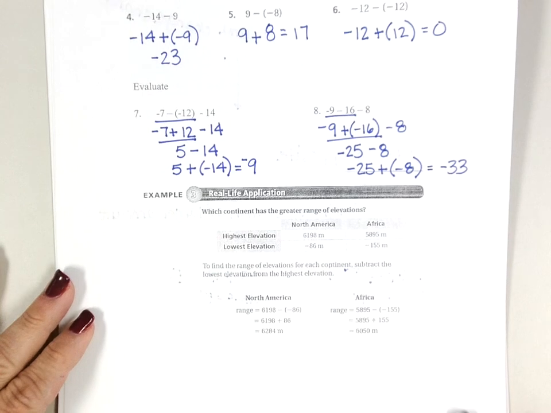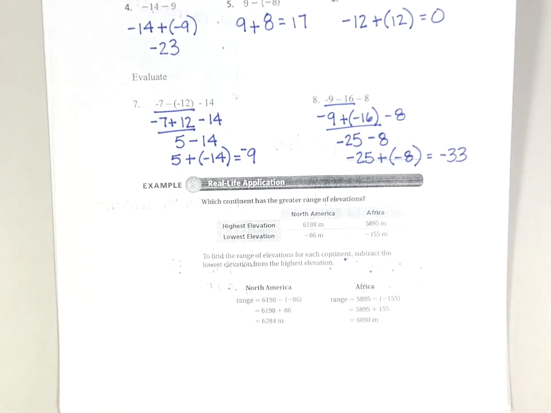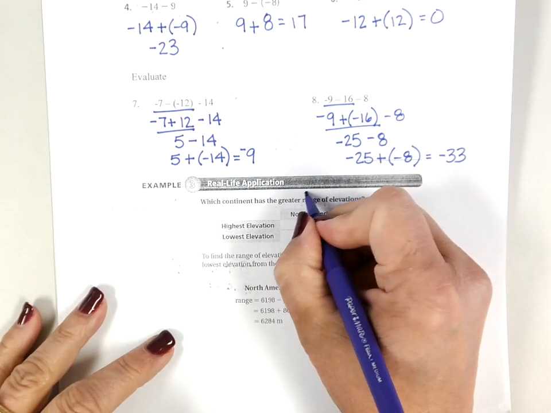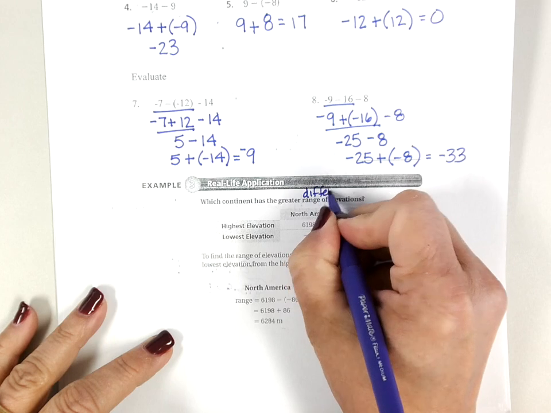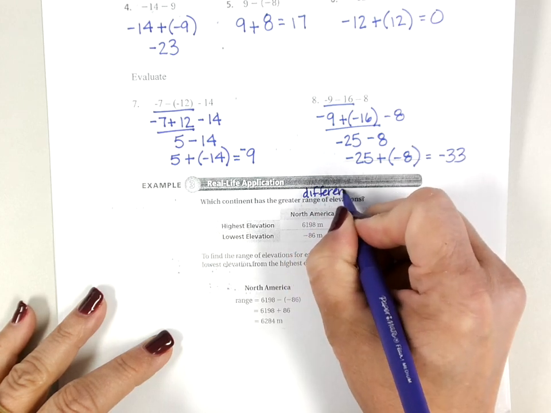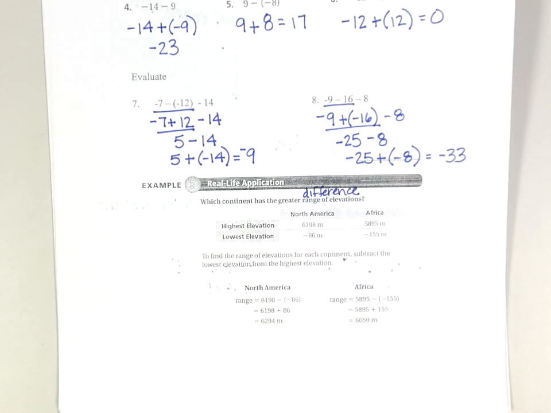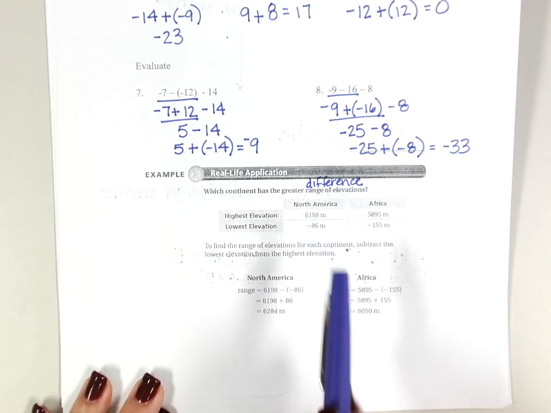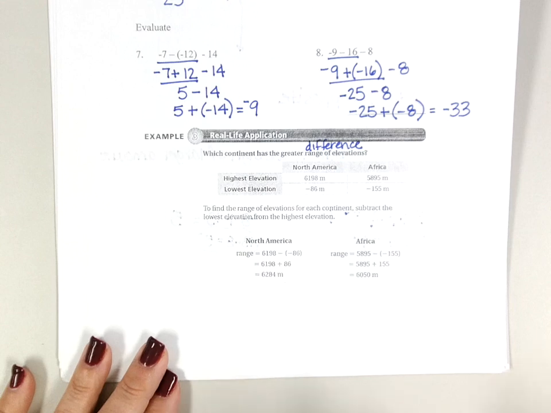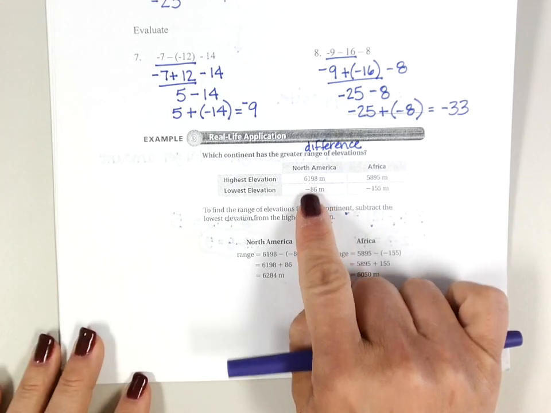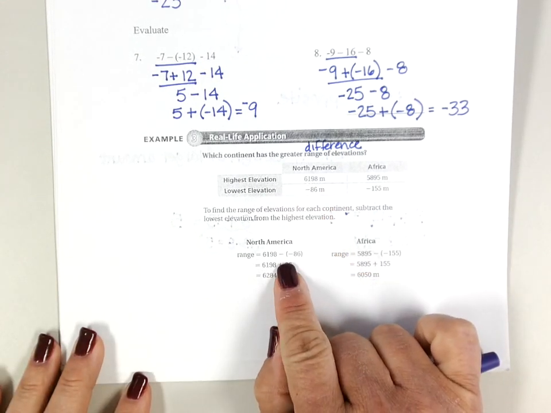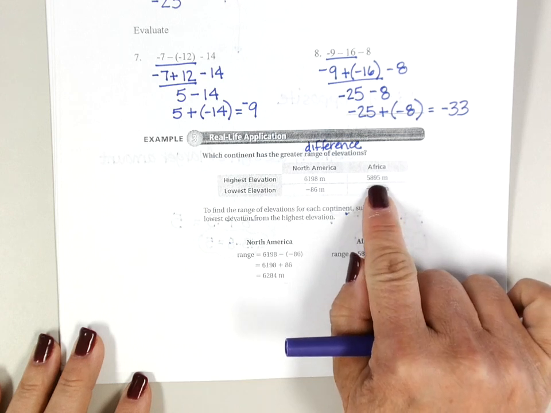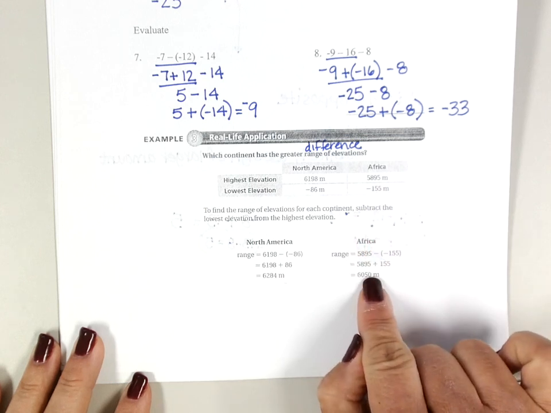All right, so an application problem, or real life application, it says which continent has the greater range of elevations. If you're finding range, it is the difference between two numbers. So that means we have to subtract them. So from the highest to the lowest, you would actually be subtracting them. So if you're subtracting them, it's 6,198 minus negative 86, and this one would be 5,895 minus 155.